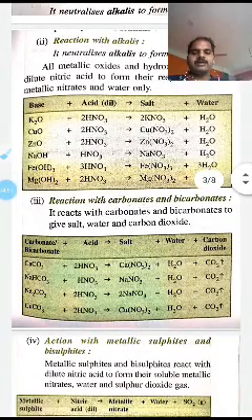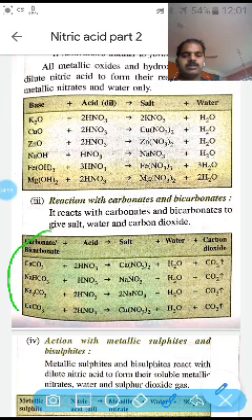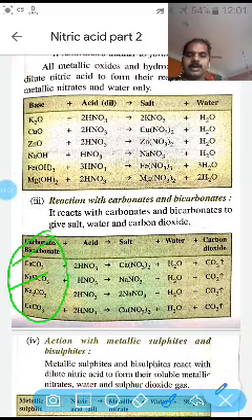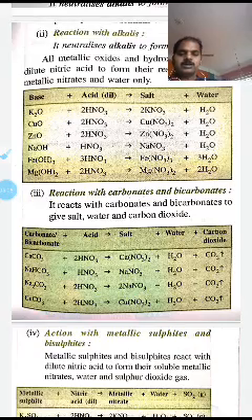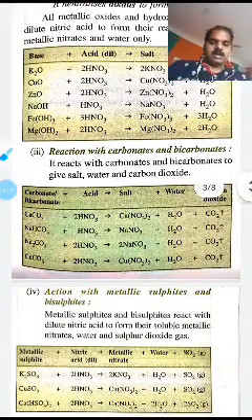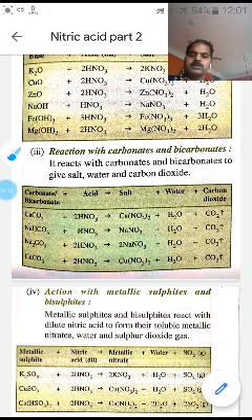We have here in this chart a list of carbonates and bicarbonates. We have calcium carbonate, then sodium hydrogen carbonate or sodium bicarbonate, and then sodium carbonate in the third place. After that we have copper carbonate in the fourth place. So this is all we have.